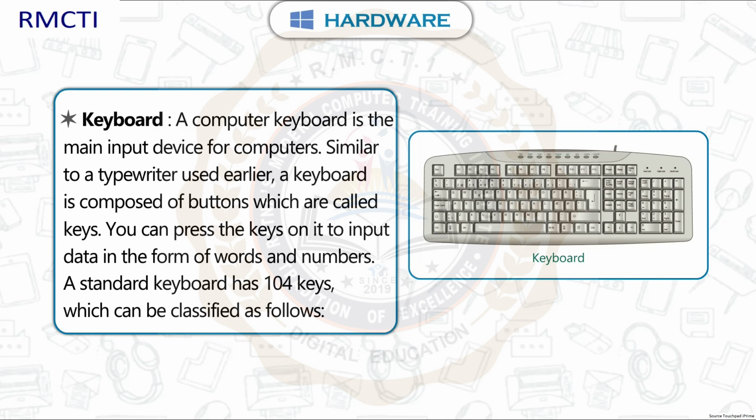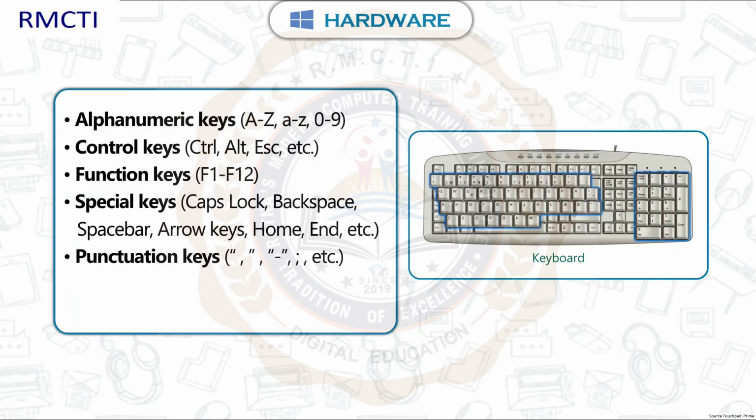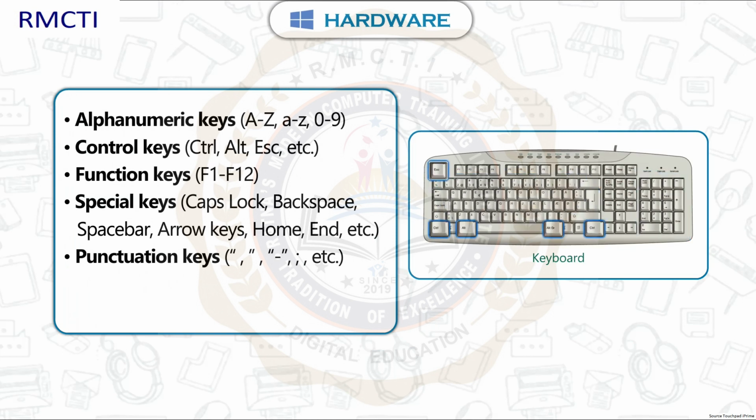A standard keyboard has 104 keys which can be classified as follows. Alphanumeric keys: A to Z, small a to z, 0 to 9. Control keys: Control, Alt, Escape, etc. Function keys: F1 to F12. Special keys: Caps Lock, Backspace, Spacebar, Arrow keys, Home, End, etc. Punctuation keys: open and close inverted commas, colon, semicolon, etc.